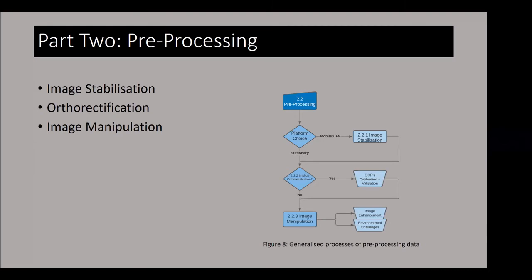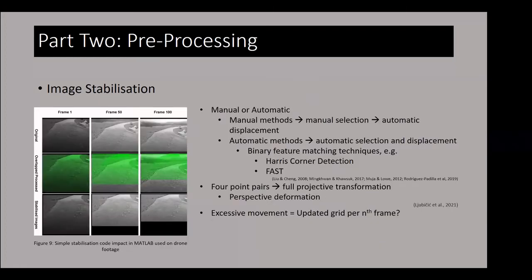So part 2 is the pre-processing stage, and that includes image stabilization, orthorectification, and image manipulation. For image stabilization, there's two main methods, and that's either manual or automatic. For manual methods, it relies on a selection of static reference points, which are then automatically processed to determine the displacement between frames. Or for automatic methods, the features and the displacements are both selected and tracked using binary feature matching techniques. For most stabilization transformations, you need at least 4-point pairs for a full projective transformation, but that also takes into account the perspective deformation.